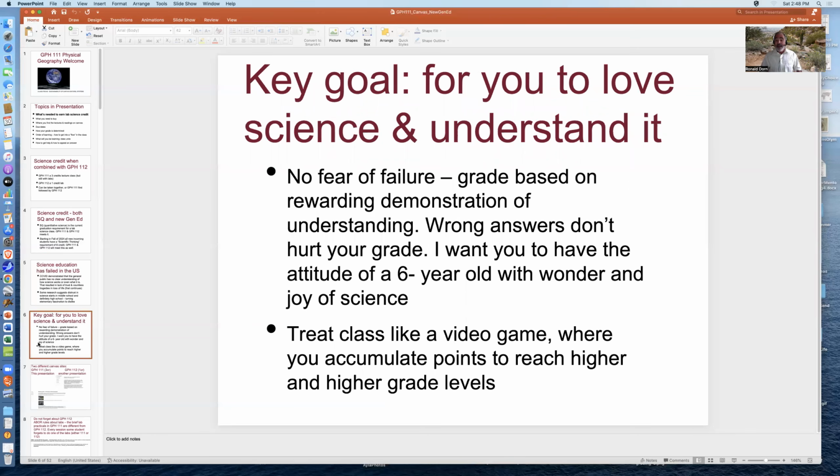So a key goal is I want you to love science again and to understand it. I try and do this by removing your fear of failure. I want your grade to be based upon you demonstrating understanding and rewarding you. So wrong answers do not hurt your grade in this class. I want you to have the attitude of a 6-year-old with wonder and the joy of science, where you get positive reinforcement, not negative crushing of the soul. I want you to treat this class like a video game where you accumulate points to reach higher and higher grade levels.